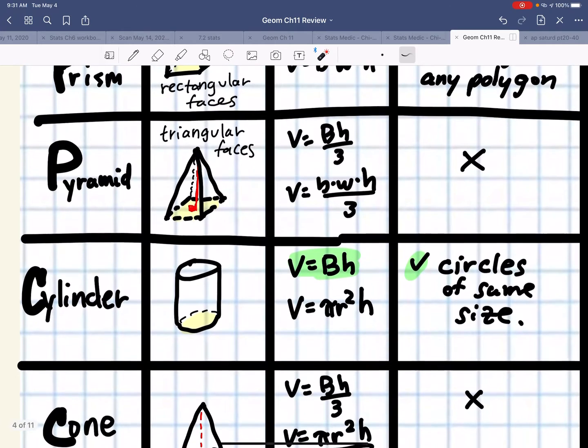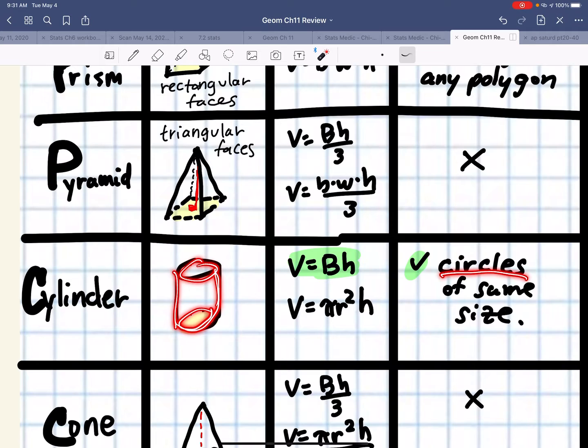Okay, so cylinders are also made by stacking the same size shape, stacking circles of the same size. That's why its formula is the area of the base times the height. Since the base is a circle, that's why this is the formula for a circle. And then we multiply by our height.